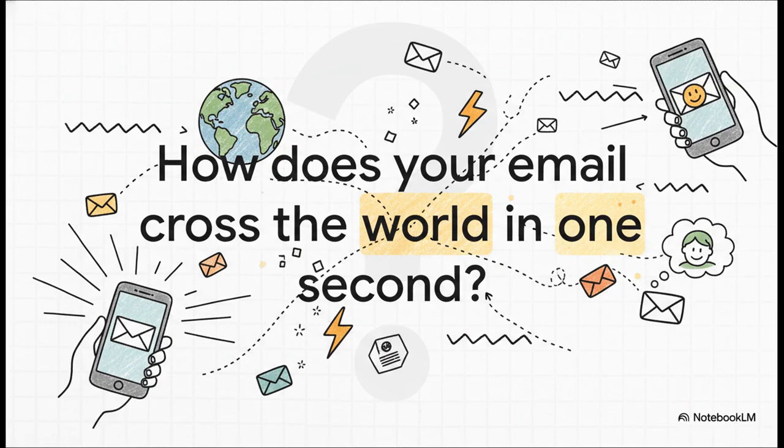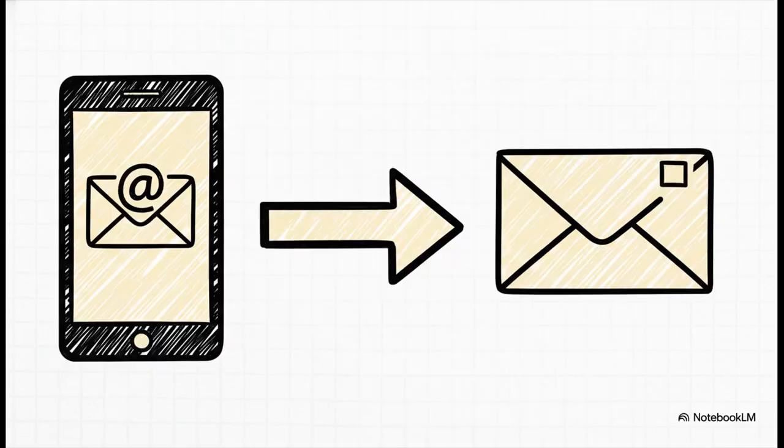You can send a message to a friend in another country and poof, they've got it almost instantly. It really does feel like magic, but it's actually a super clever system. And the best way to get our heads around it is to think of something we all know really, really well. Believe it or not, the easiest way to understand email is to think about good old-fashioned snail mail. That's right, the postal service.